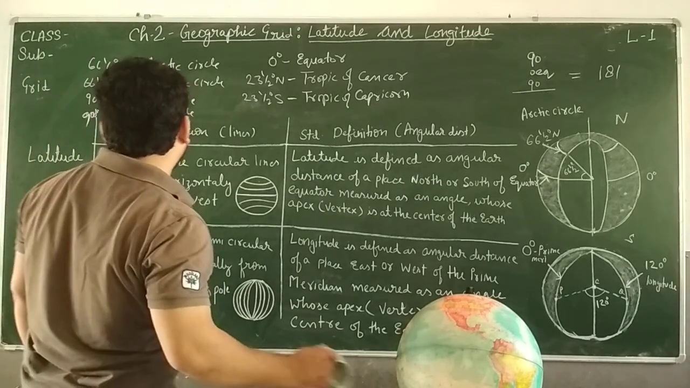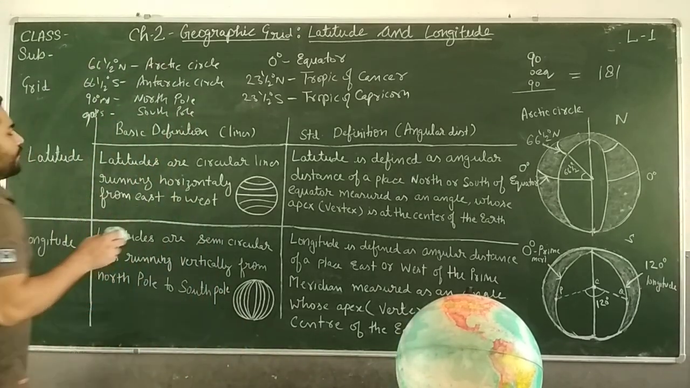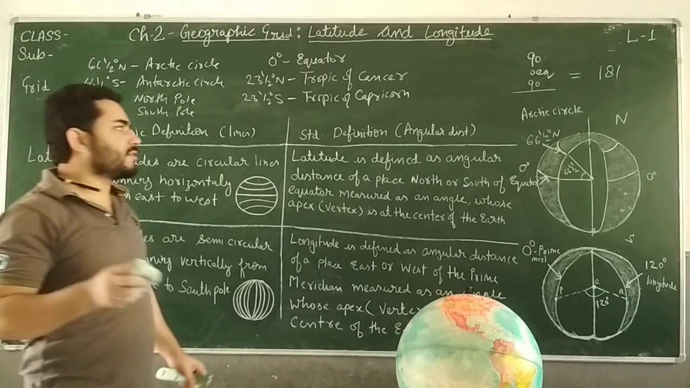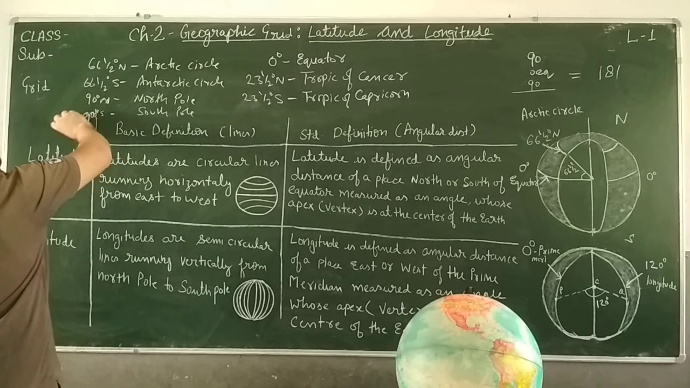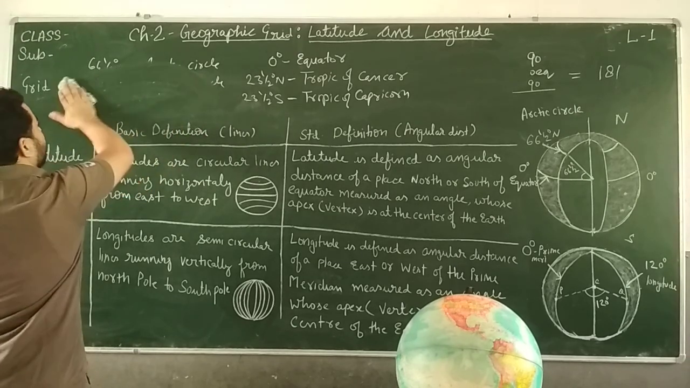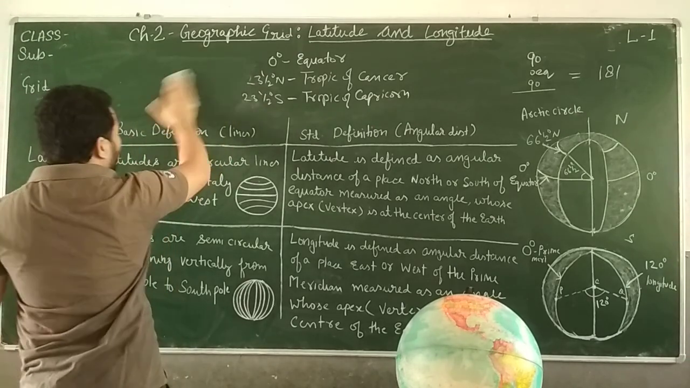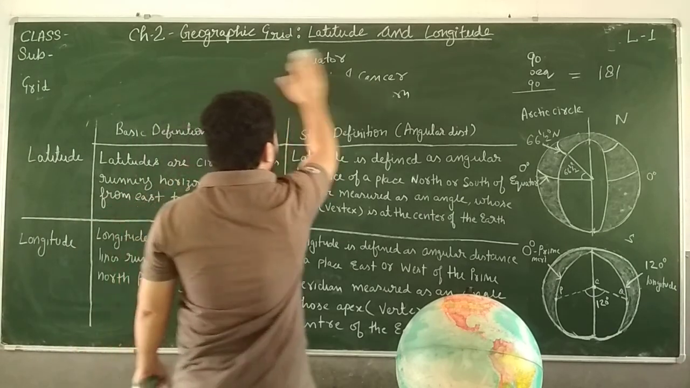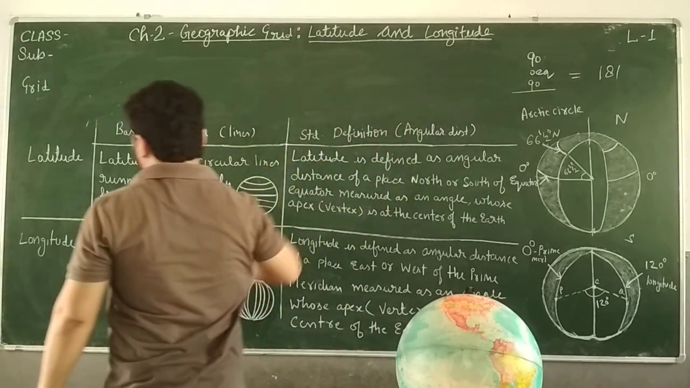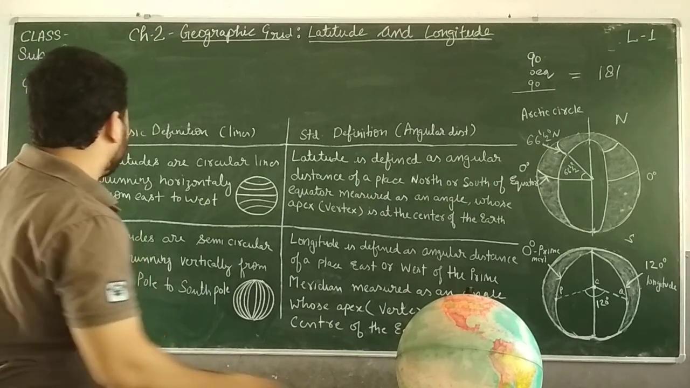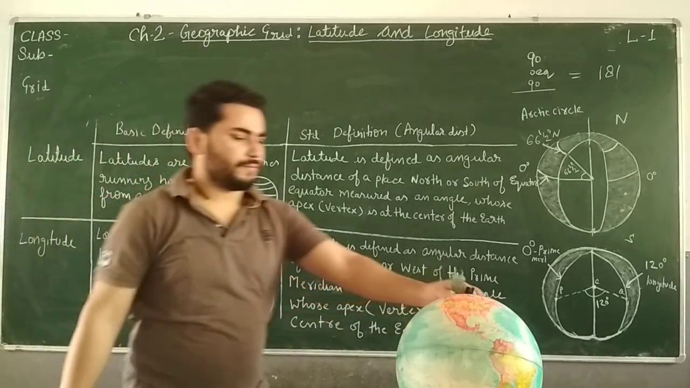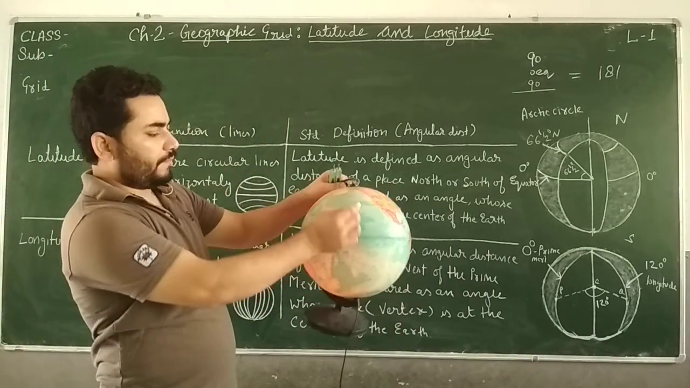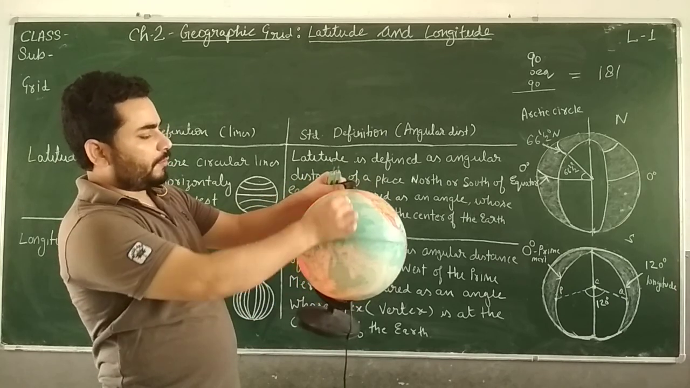You have to remember them in other chapters, whether you are studying the pressure belts or anything else, because you will have to use these lines for understanding those things. Clear? Now after that we will study the lines of longitude. Lines of longitude are the semicircular lines running vertically from the North Pole to the South Pole, this way, right?